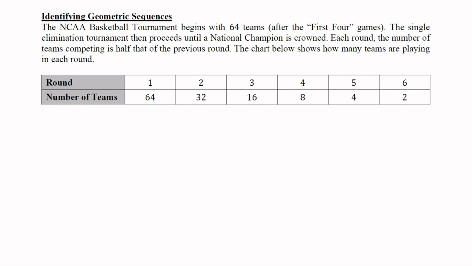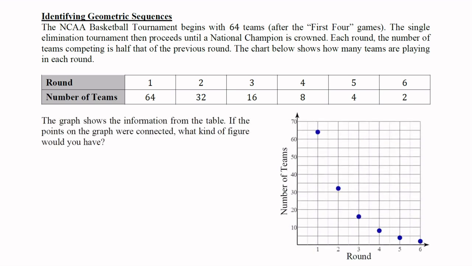So in round 1, we have 64 teams, then it's 32 in round 2. Then we go to the Sweet 16, the Elite 8, the Final 4, and then finally 2 teams in the national championship game. This graph shows the information from the table. If the points on the graph were connected, what kind of figure would we have?